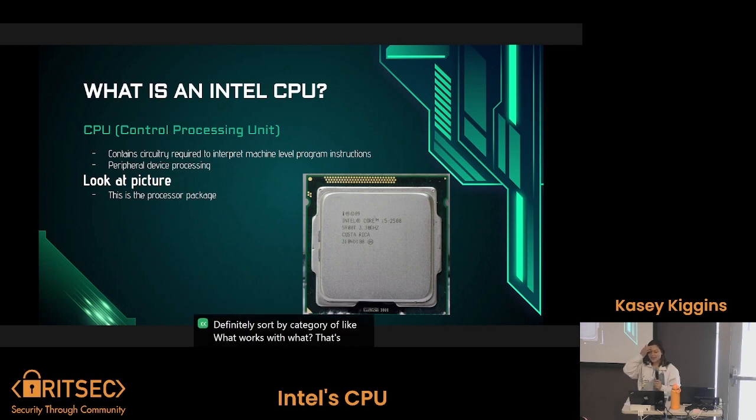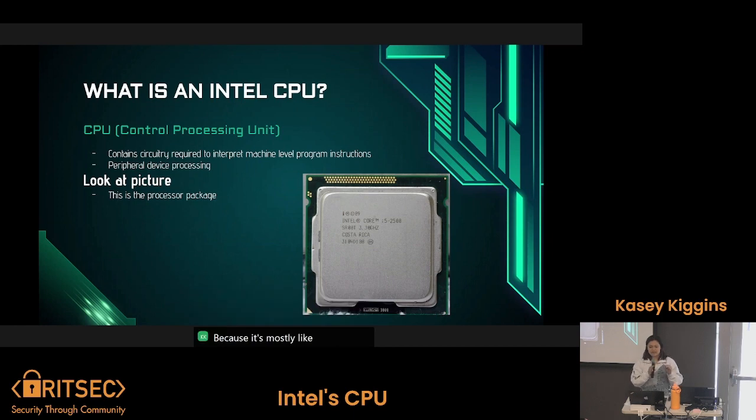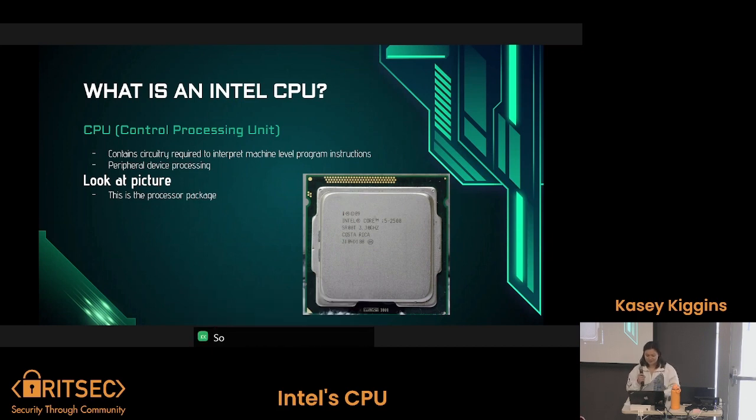That's very important. In fact, with Intel, most of their stuff isn't really backwards compatible, I would say, because Intel motherboards and CPUs are generational. So they make the generations interact with each other, and then they don't really let a generation 12 interact very well with a generation 6. So I would look into that.